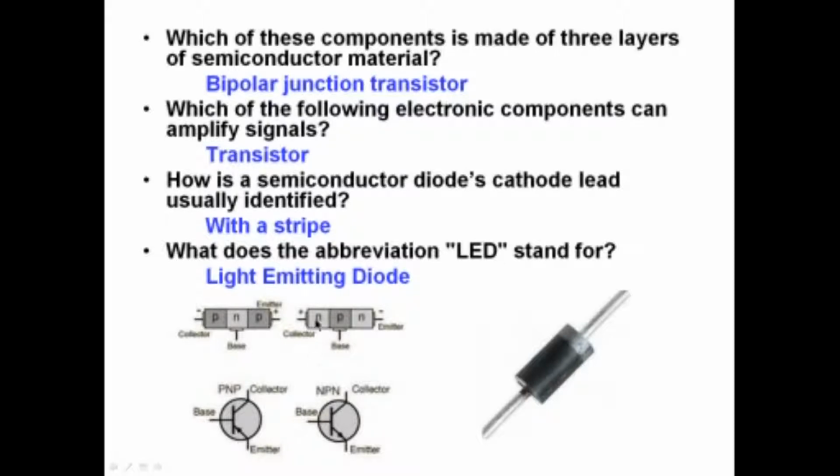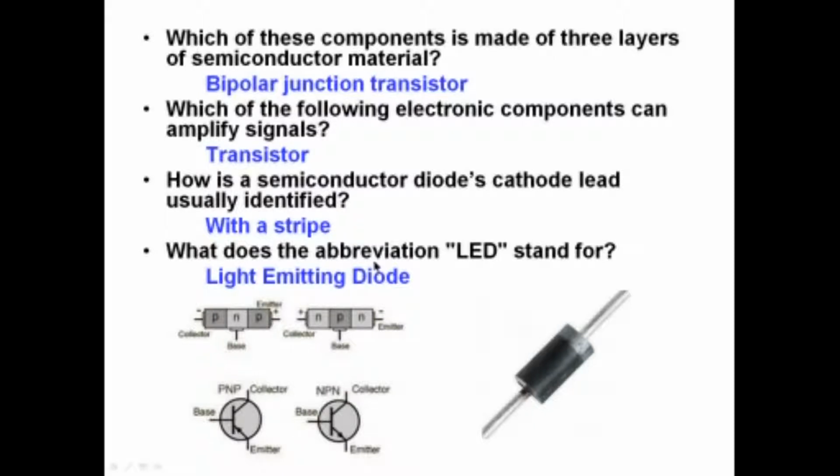Okay, on the NPN, same thing, except we have the N-type material here, P-type in the middle, N-type again, and this is the NPN type of transistor. Again, a bipolar junction transistor. If you look at the symbols, you'll see that the PNP has the arrow pointing in. The NPN has the arrow pointing out because the operating voltages of them are opposite. You need to know that if you're designing a circuit to use them. Which of the following electronic components can amplify a signal? That's a transistor again. A small signal applied at the base can control a big signal between the collector and the emitter.